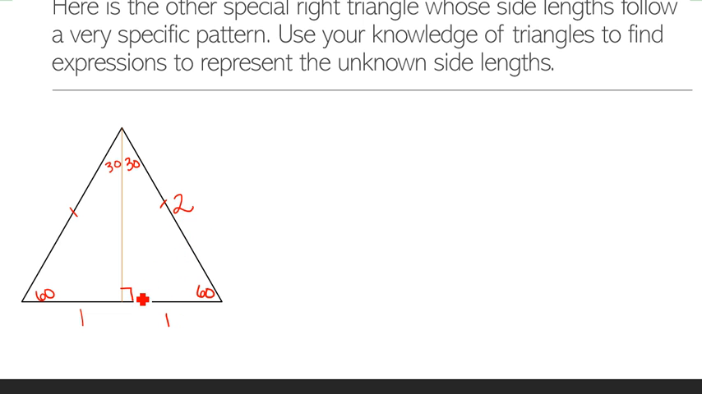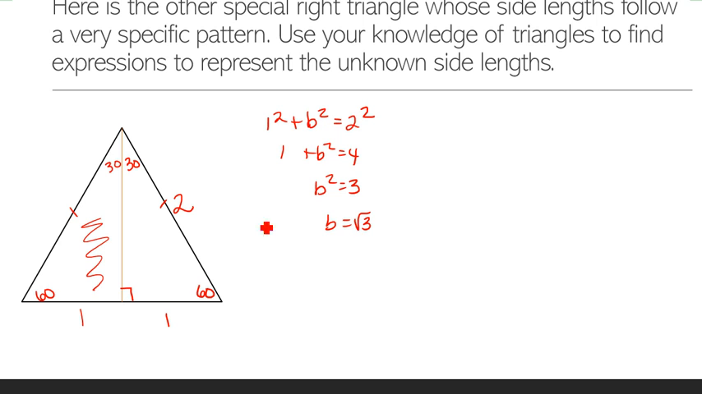Wait a minute, we're on a hypotenuse again for this right triangle, not this one. We could use one side or the other. I'm going to use the white one that's clear that I didn't scribble in. So we have 1, 2, and now I need to find this side. I'm going to say 1 squared plus b squared equals 2 squared. So 1 plus b squared is 4. B squared is 3. B is the square root of 3.